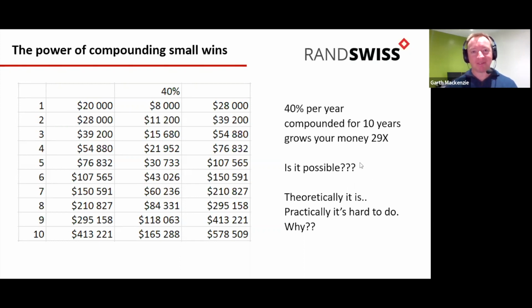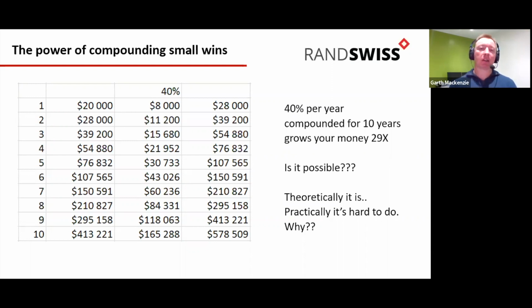Is it possible? That's the $1 million question. Well, theoretically, yes, it is. This is basic maths, and it's not complicated. This is not rocket science. Theoretically, this is possible. Practically, it's very hard to do. And the question I ask you is why? Why is it hard to do? Because in reality, in theory, this is actually very easy. Yeah, the numbers are there. They don't lie. Why is it hard to do?